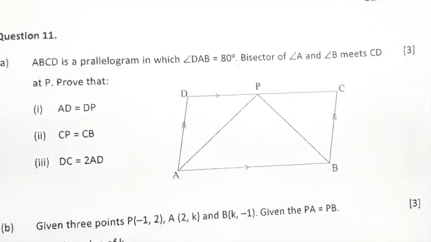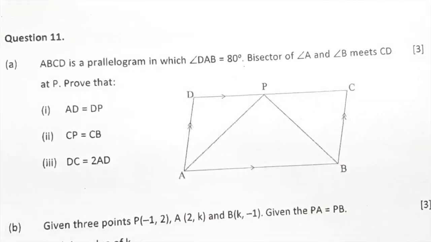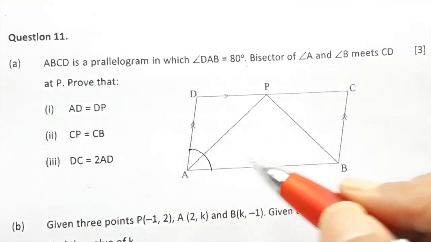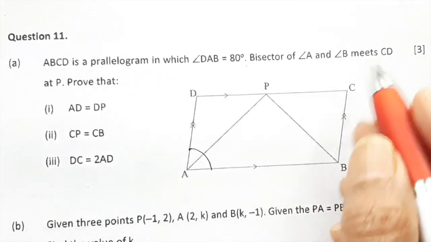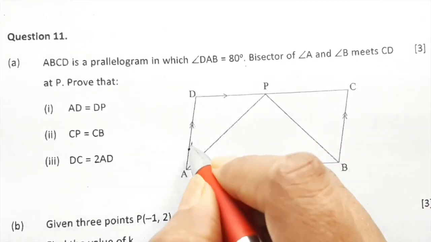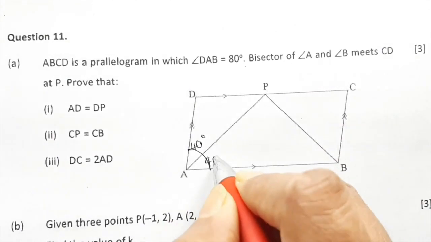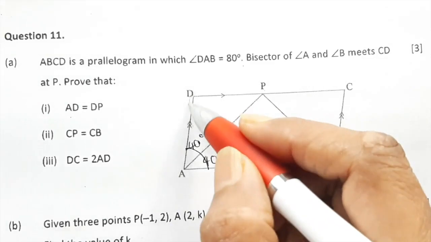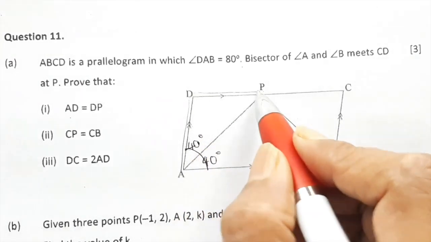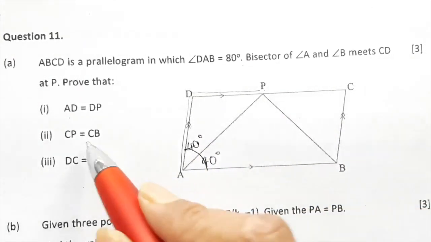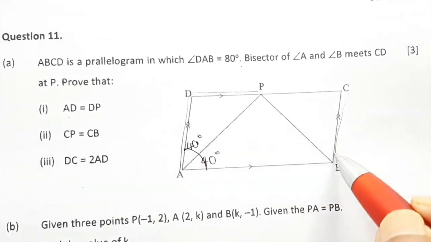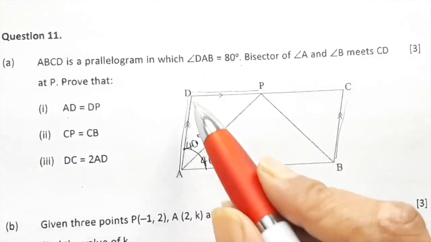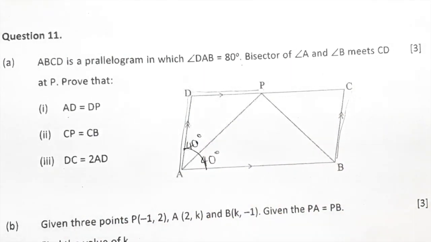Question number 11. ABCD is a parallelogram in which angle DAB is 80 degrees, this one, and bisector of A and B meet CD at P. So these two angles will be 40 degrees and 40 degrees, correct? Prove that AD is equal to DP. This is the first thing we have to prove. Then CP is equal to CB. This is the second thing we have to prove. And DC is equal to twice AD. This is the third thing we have to prove.